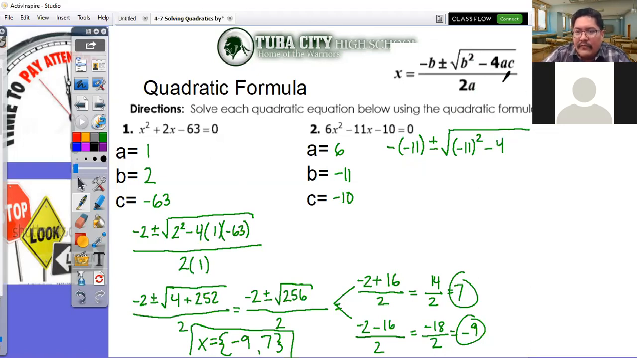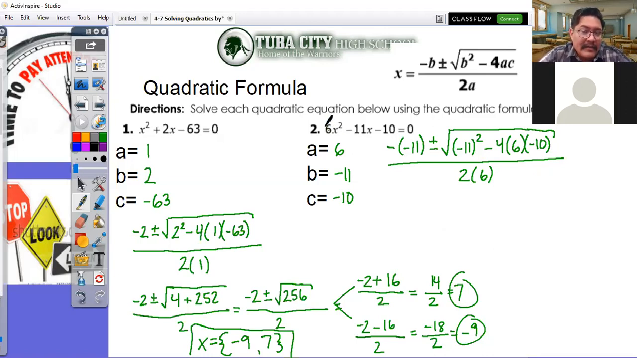All right, so here we got 4AC. So A is going to be 6, and C is going to be negative 10. So it looks like we're going to have a pretty big number under here, under our radical. And I'm going to double check it, make sure I put all of the right numbers in there, which it looks like it is. All over 2 times A, which in this case we have an A value of 6. It's normally 1, but sometimes it'll be 6.